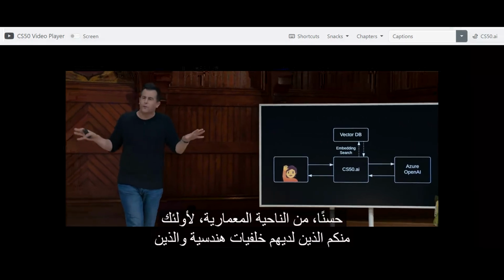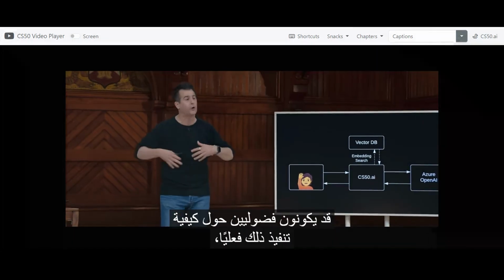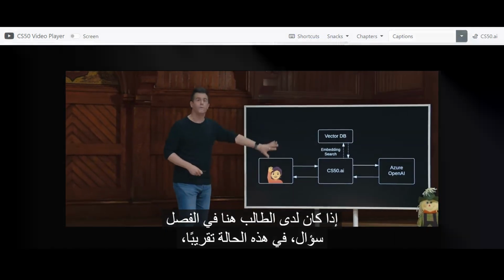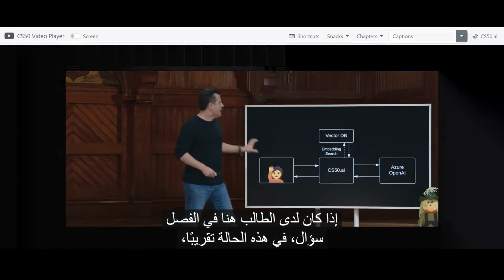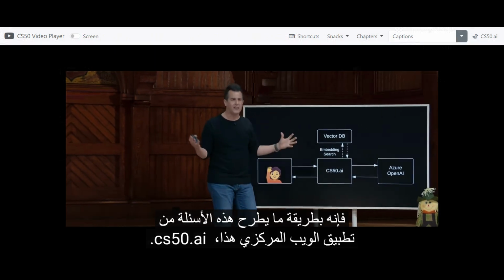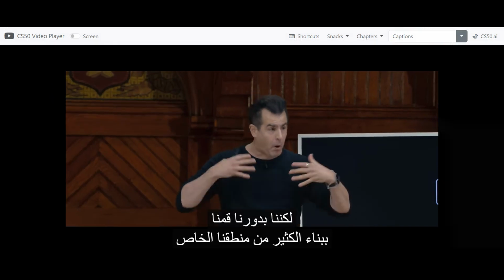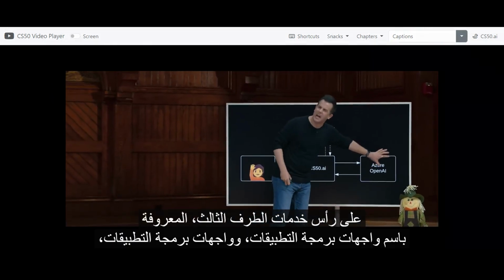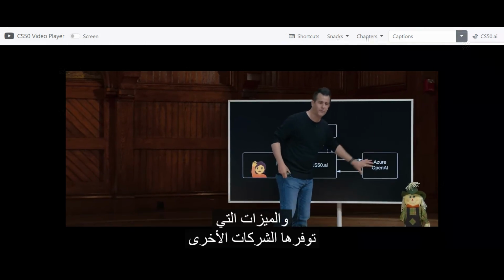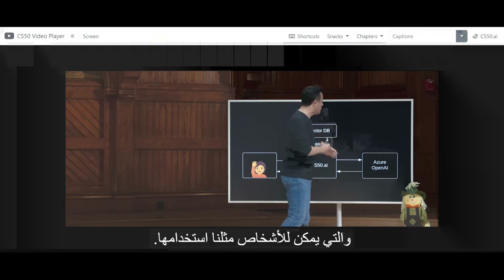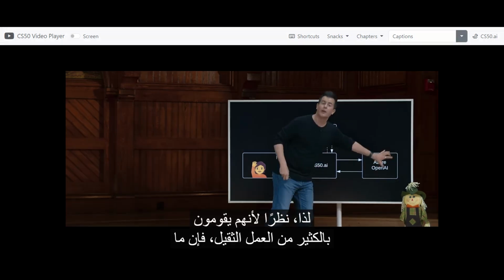Well, architecturally, for those of you with engineering backgrounds that might be curious as to how this is actually implemented, if a student here in the class has a question virtually, they somehow ask these questions of this central web application, CS50.ai. But we, in turn, have built much of our own logic on top of third-party services known as APIs, application programming interfaces, features that other companies provide that people like us can use. So as they are doing really a lot of the heavy lifting.